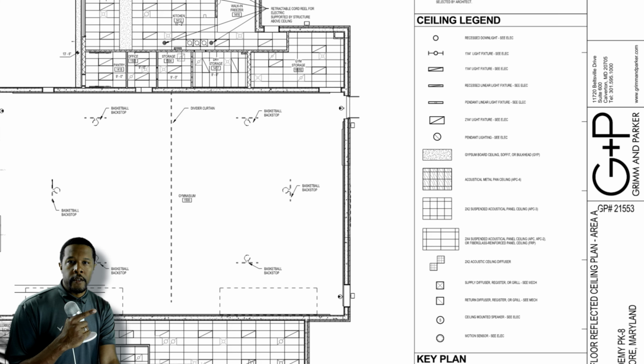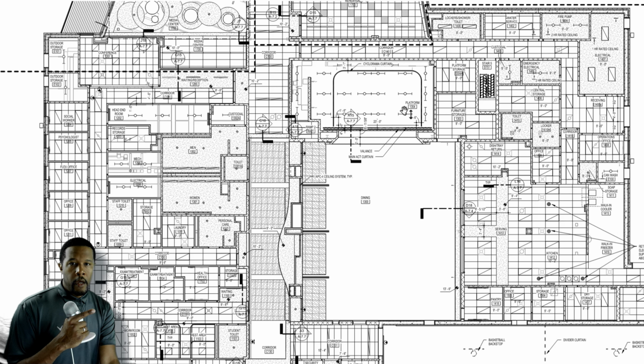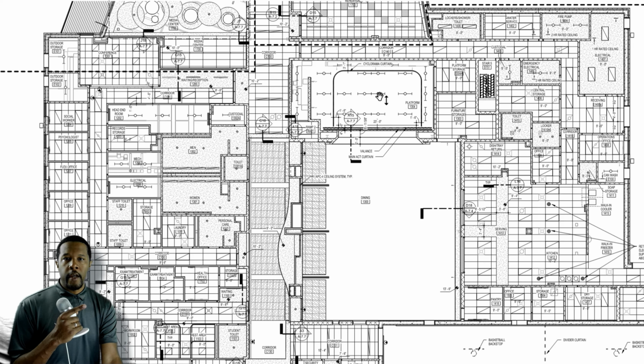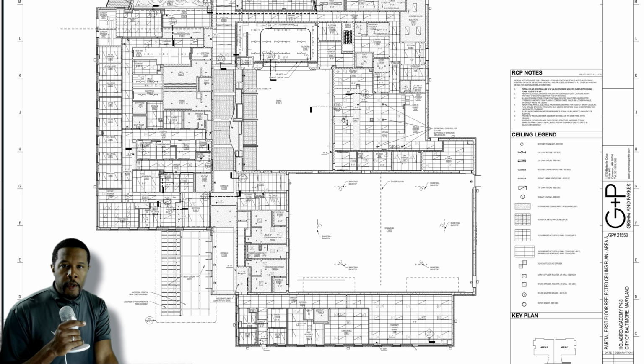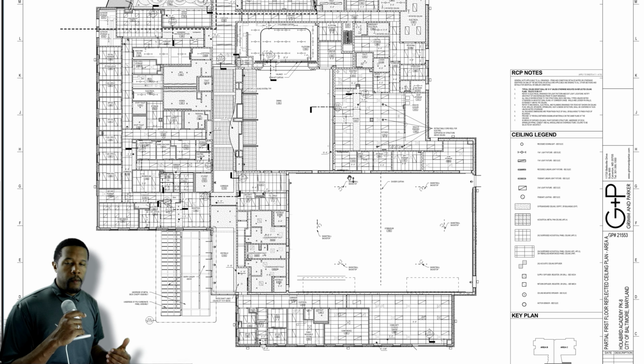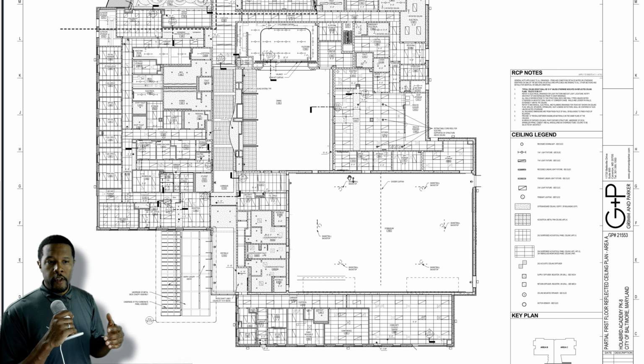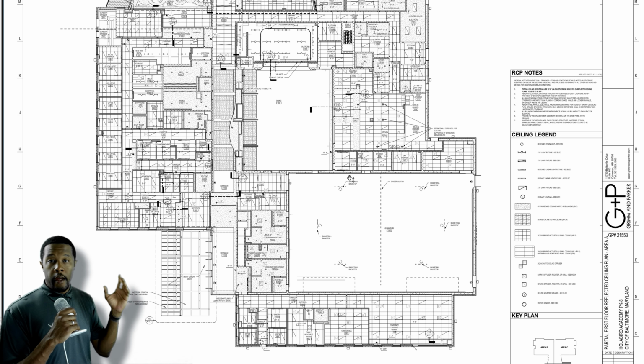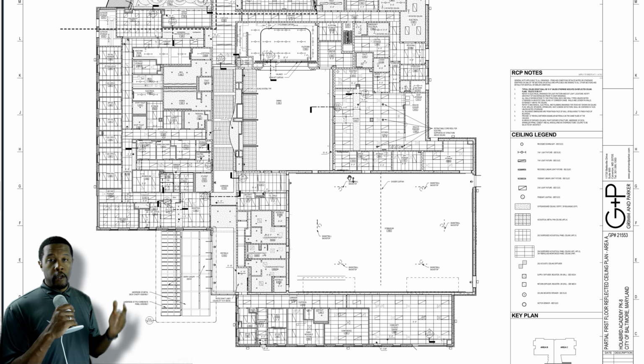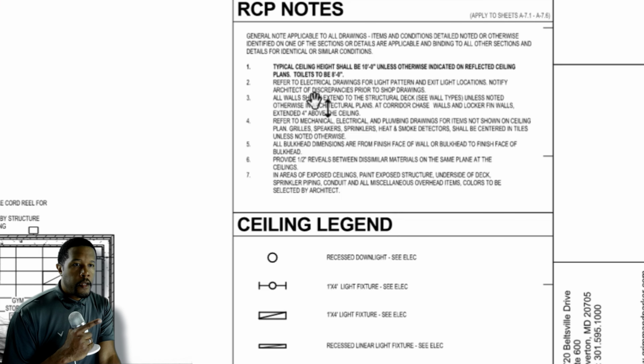There's even some areas that are marked like this, which are open, meaning that there is no ceiling. So each one of these symbols may represent a light, may represent a mechanical diffuser, a supply duct, a fire alarm strobe, a motion sensor. Now I will highlight one of the RCP notes that is typical, and it's even in bold it appears. It says typical ceiling height shall be 10 feet unless otherwise indicated on reflected ceiling plans. Toilets to be 8 feet.